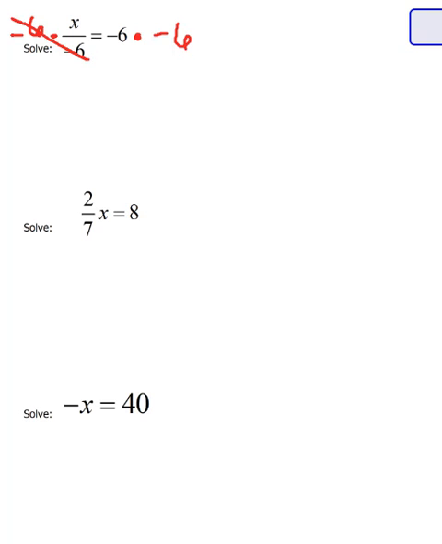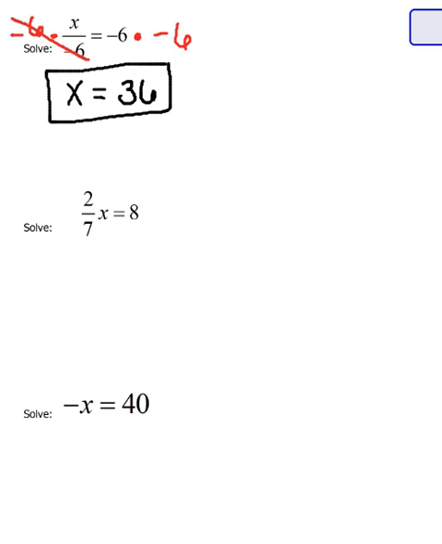Multiplying and dividing by the same thing is just 1. So you can think of canceling that out. So here on the left we have x equals, and on the right we have negative 6 times negative 6, which would be a positive 36.